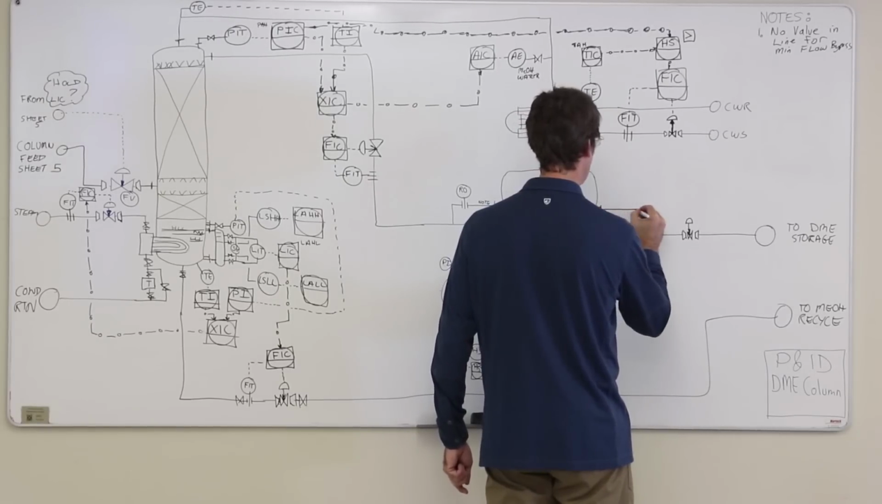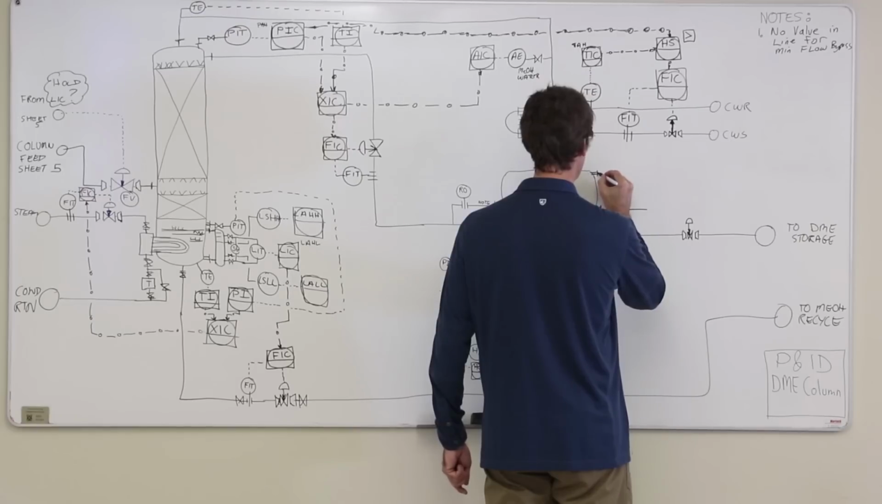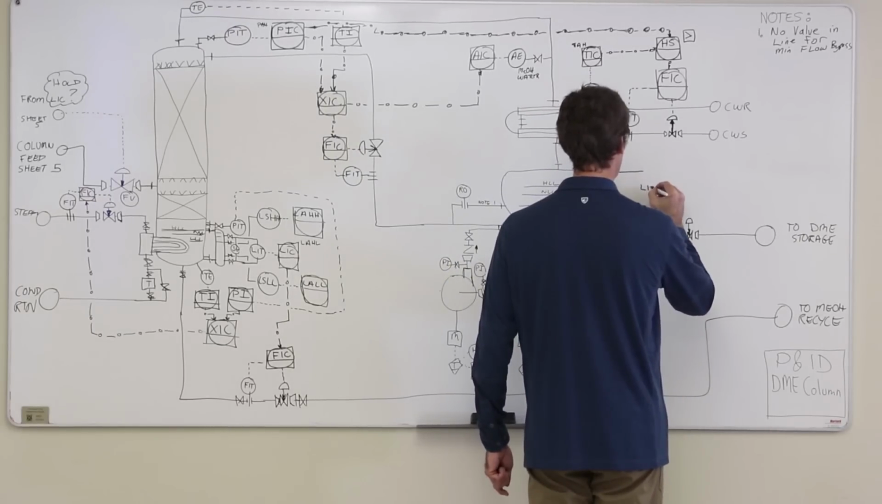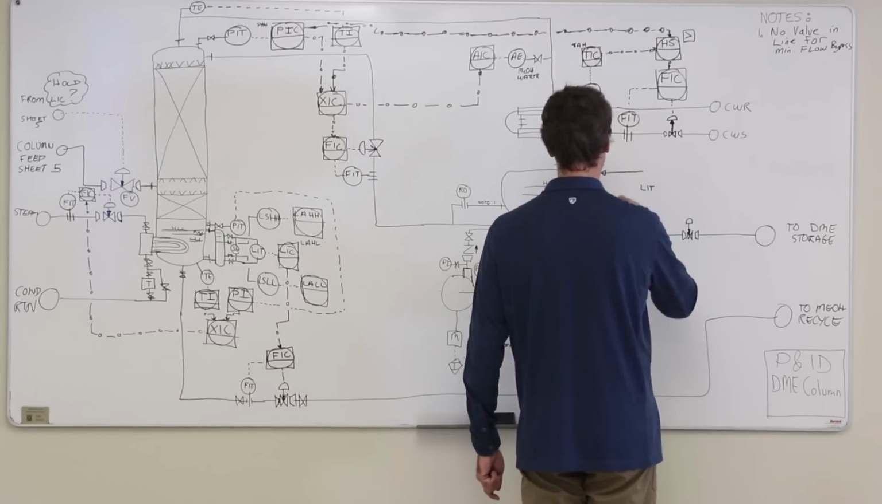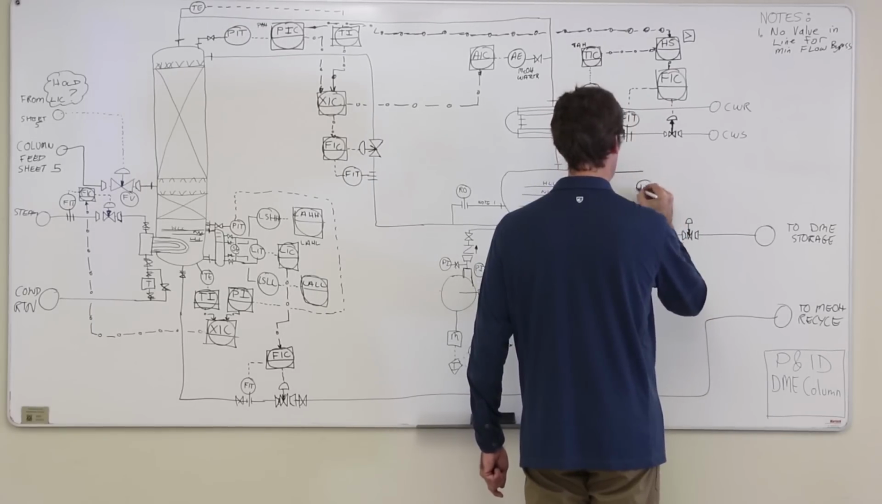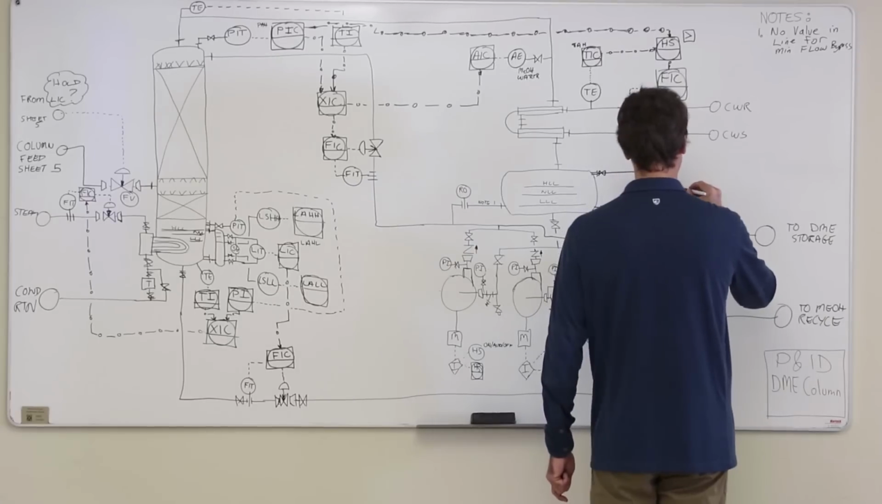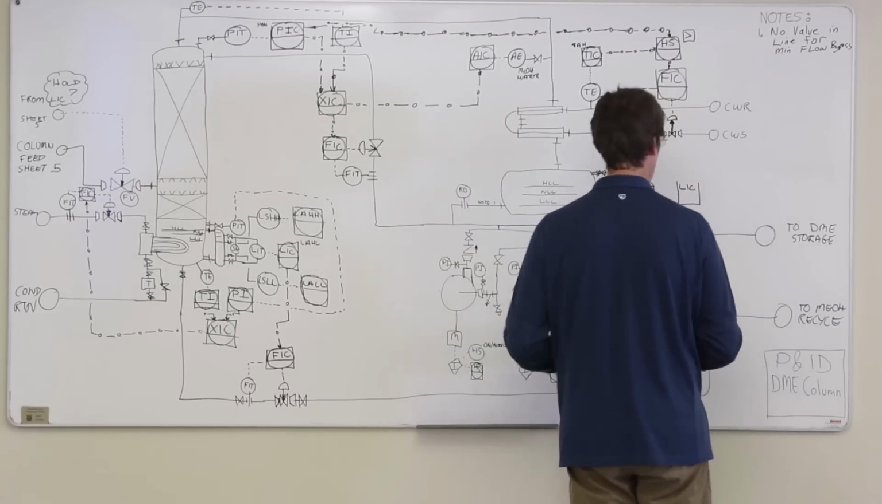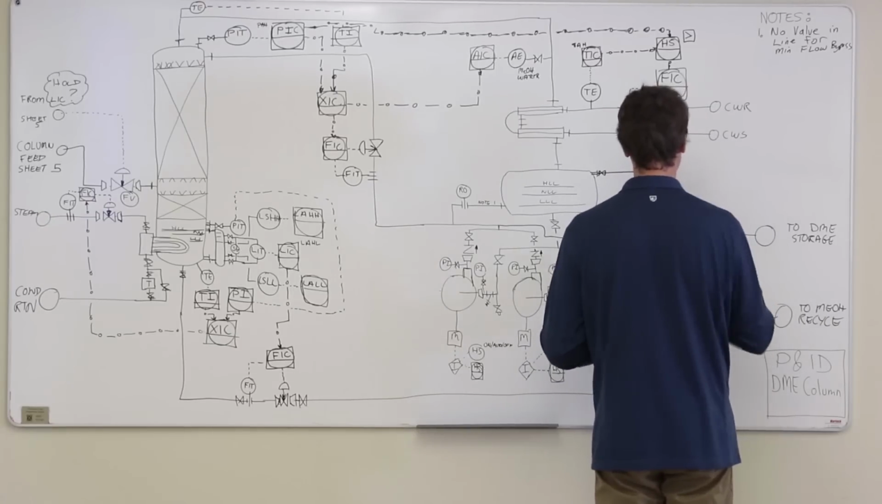I'm going to give myself a little extra space so I can put some interlocks in. So let's show the level indicating transmitter here. Here's my level indicating controller here. Whoops, let's do flow control. Let's cascade a flow control in there as well.